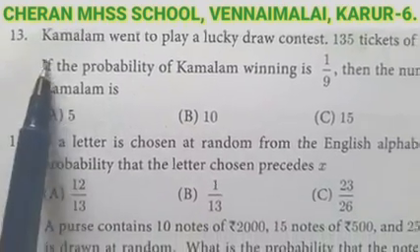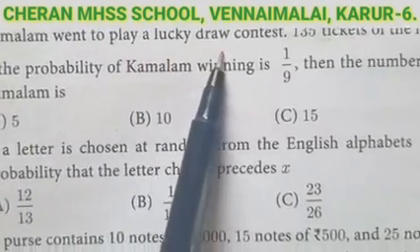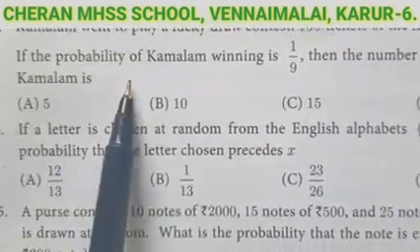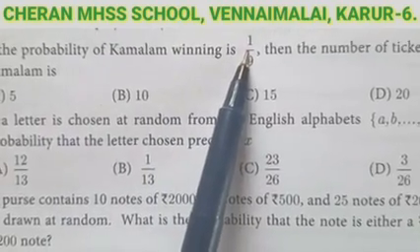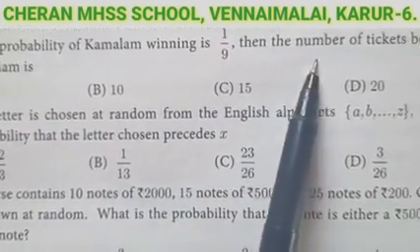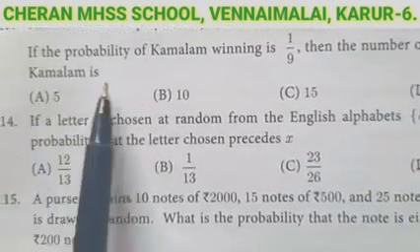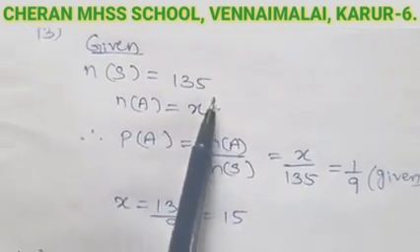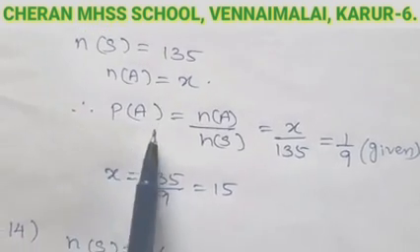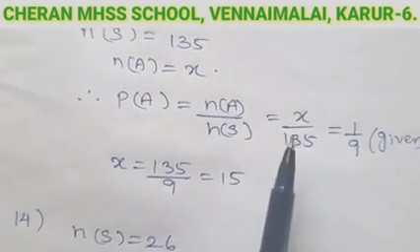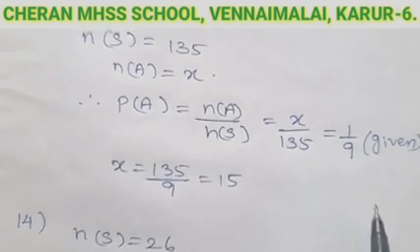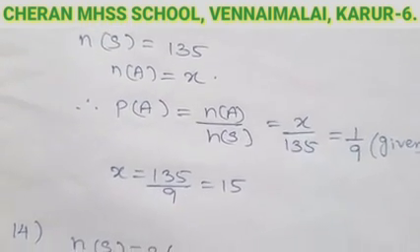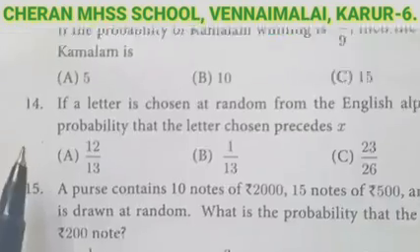Sum number 13. Kamalam went to play a lucky draw contest. 135 tickets of the lucky draw were sold. If the probability of Kamalam's winning is 1 by 9, then the number of tickets bought by Kamalam is 5, 10, 15, 20. Given n of S is equal to 135, n of A is x. P of A is equal to n of A by n of S, that is x by 135 is equal to 1 by 9. They have given this already, so from this we have to find x. Cross multiply: 135 by 9. When we divide 135 using the 9 table, we get 15.